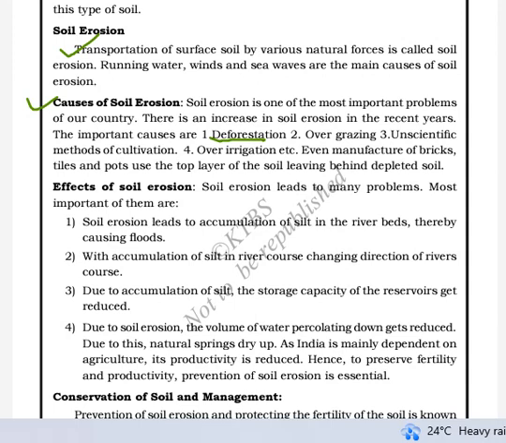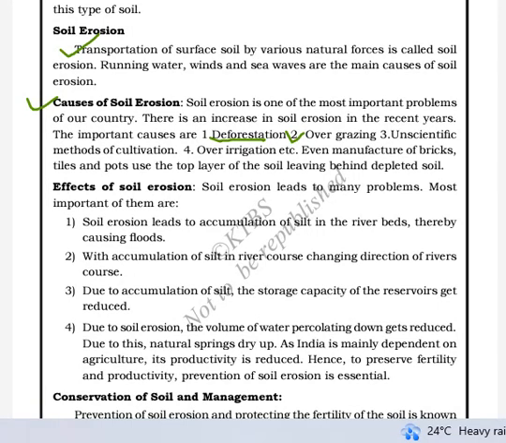Second cause of soil erosion is overgrazing. Suppose in a piece of land there is a lot of grass. If people leave their cows or other cattle, the cattle will eat the grasses. If there is no grass, again the soil will become loose and the top layer will be removed by wind and water. So this is also one of the causes of soil erosion.